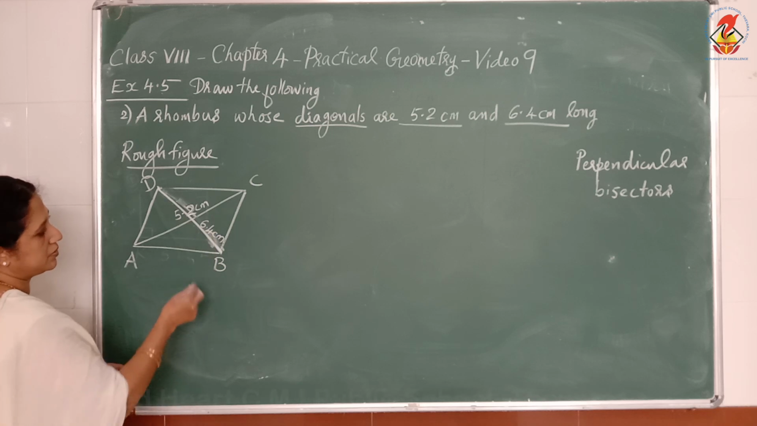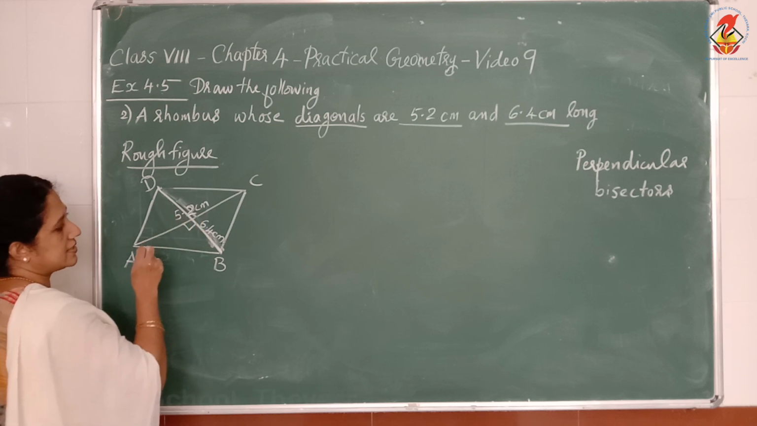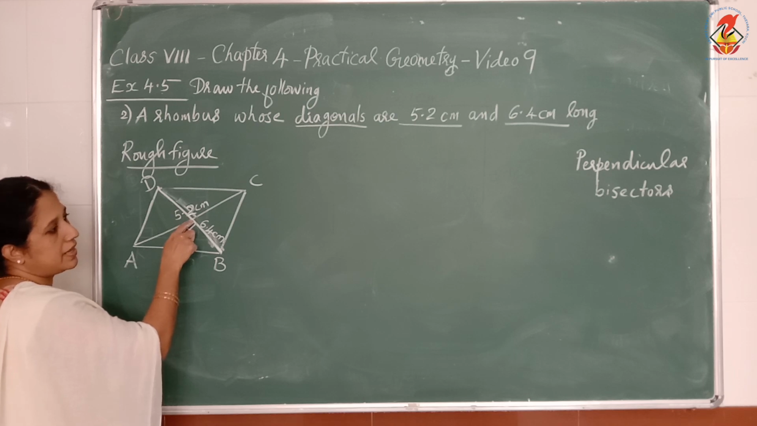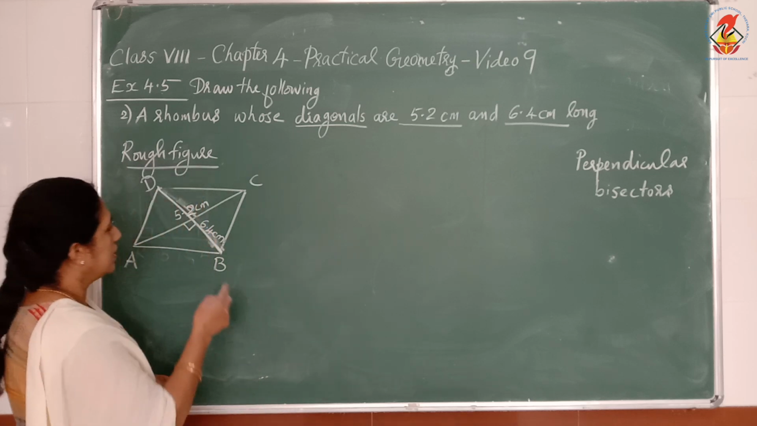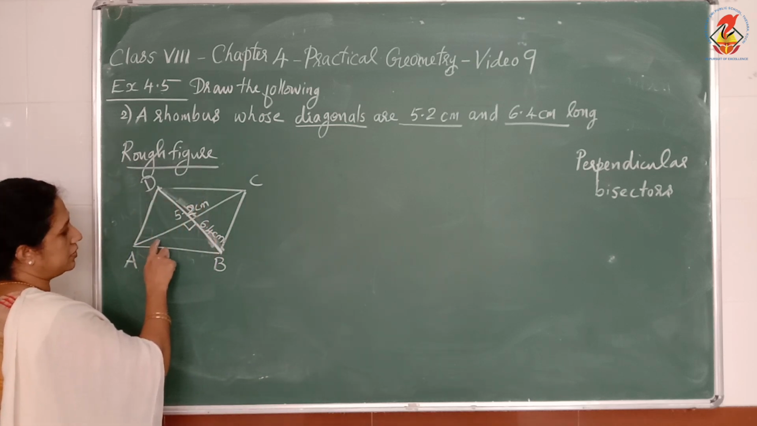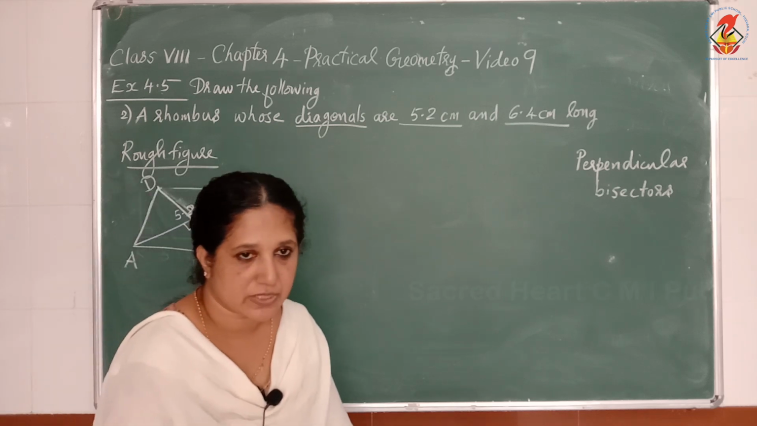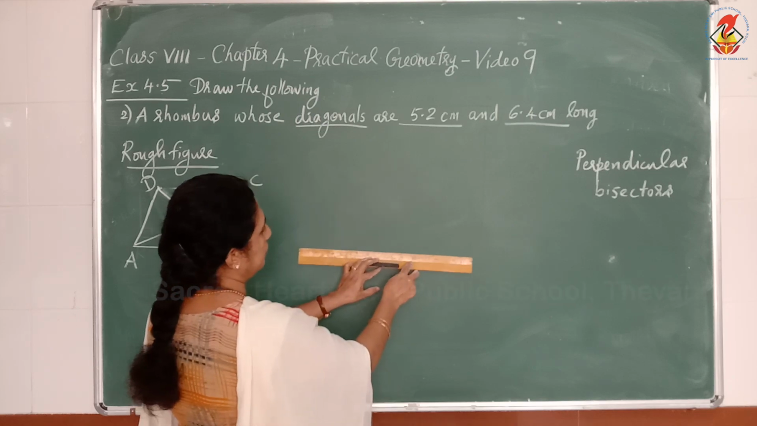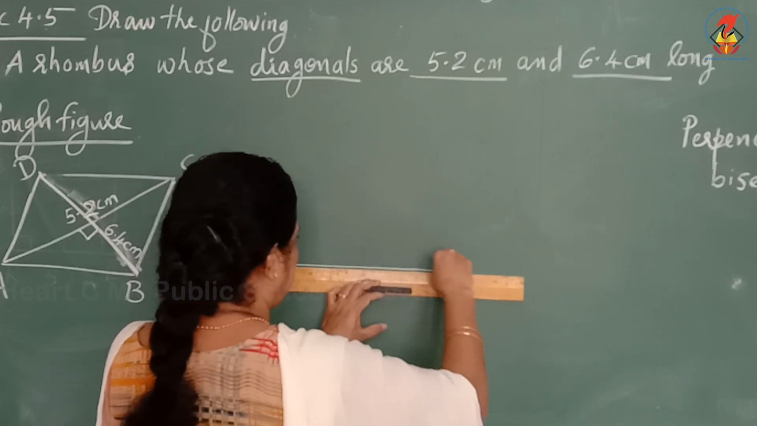The diagonals bisect each other at right angles. So we can say that the angle formed at the point of intersection of the diagonals will be 90 degrees, and that they are perpendicular bisectors. So how can we do the construction? First of all, you have to take any one of the measures, that means AC, which is 5.2 centimeter. So draw a line segment of length 5.2 centimeter, one of the diagonals.